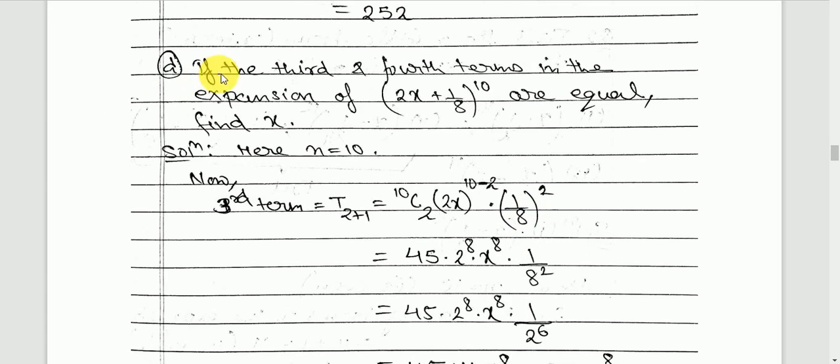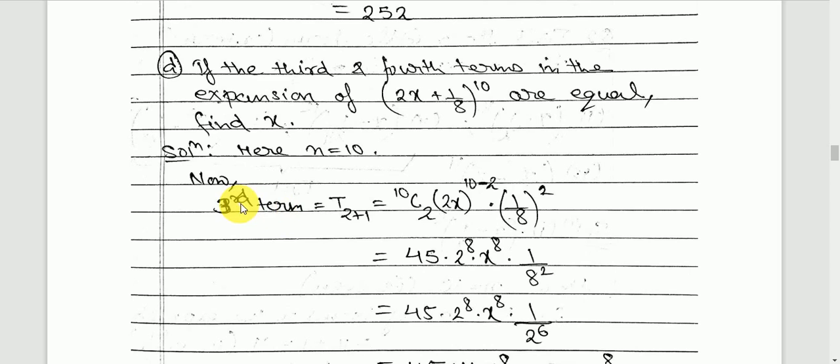Next is, if the third and fourth terms in the expansion of this are equal, find x. They are saying that for this expansion the third and fourth terms are equal and we have to find the value of x. So in this question n is equal to 10. Firstly we'll find the third term, then we'll find the fourth term, and then we'll equate them, because they are equal.